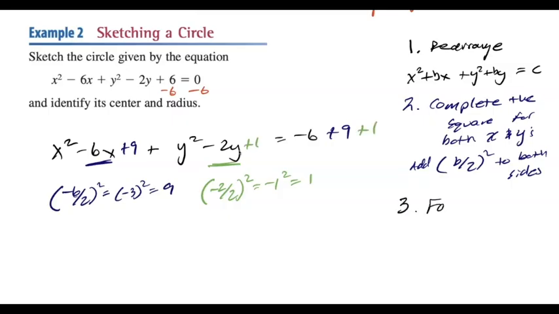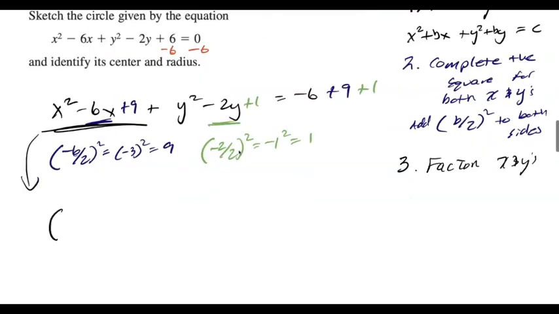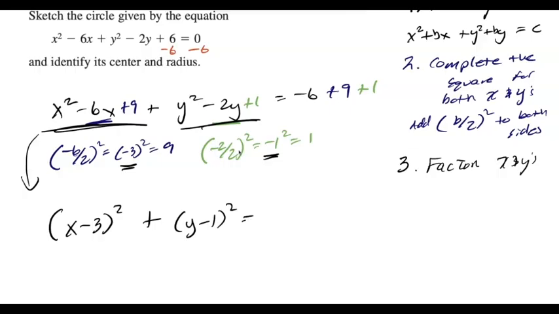And now I'm going to factor the x and y's. So if you want to factor that, remember the trick is always the thing before you square it. So it is x minus 3 squared. Factor the y's, same trick. It's always the thing before you square it. Y minus 1 squared.